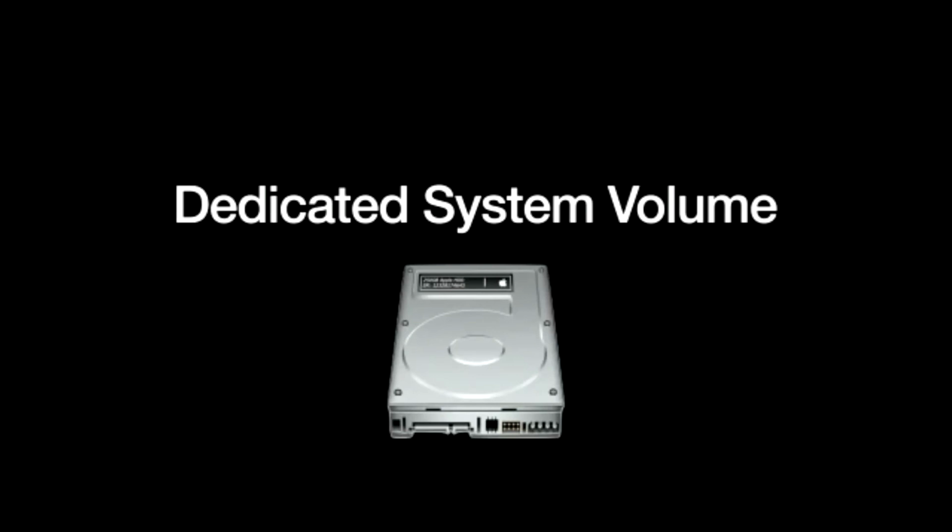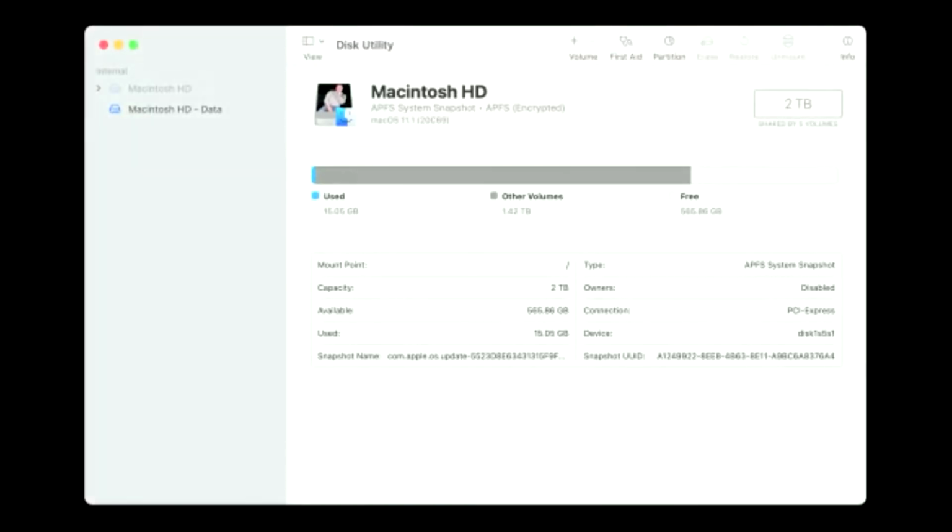Another thing that's really important to understand is the security that Apple's implemented here. You have a dedicated system volume with Catalina and now with Big Sur. So if you look in Disk Utility and you notice on the left side, on a system that's running Catalina or Big Sur, you now have two icons for the hard drive.